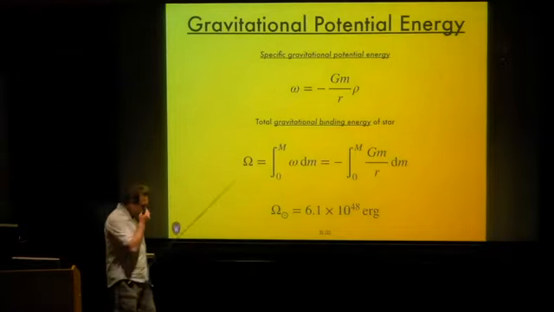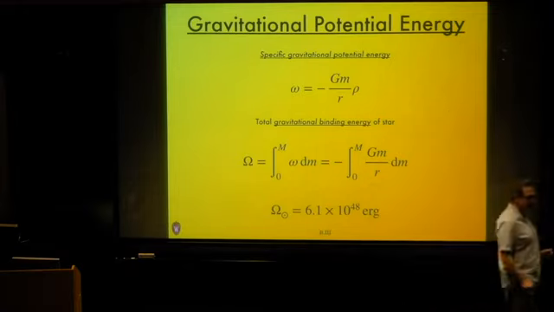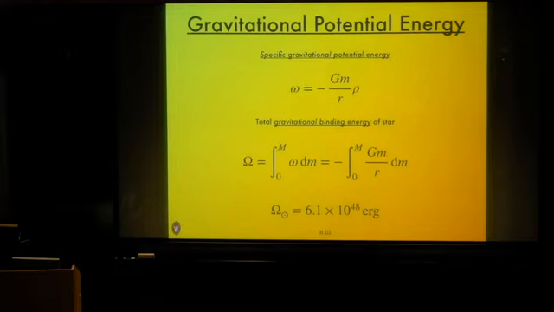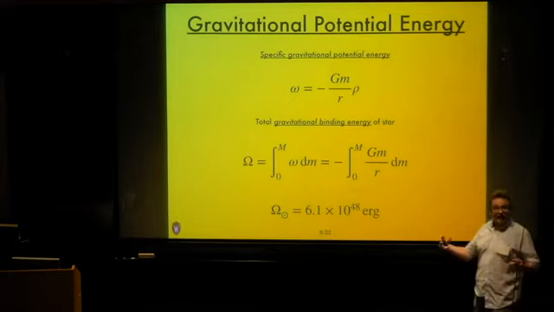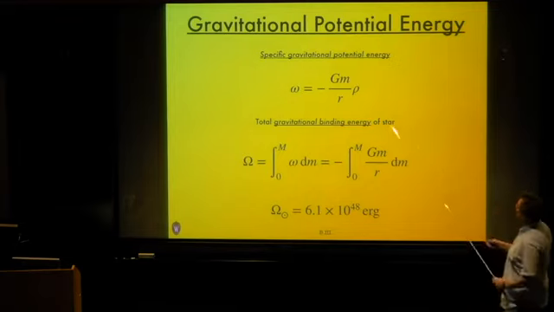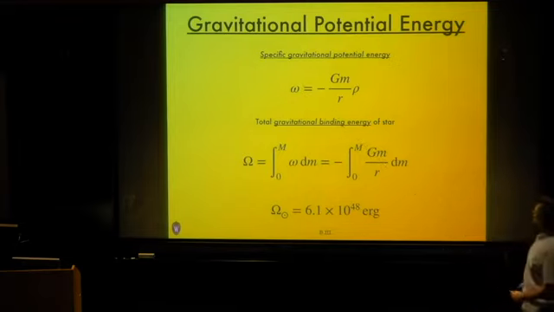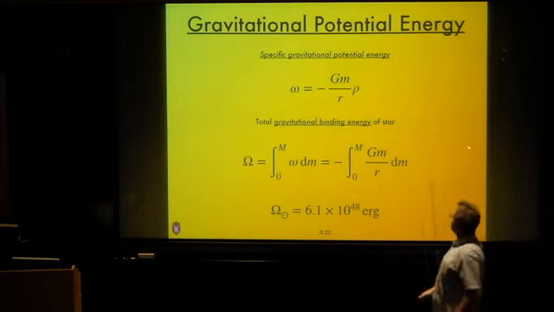So based on our solution to Poisson's equation, we can put together an estimate for what the gravitational potential energy of the star is. And this will turn out to be quite useful when we're thinking about what energy sources a star can draw upon to replace the energy it's radiating away into space. Let's define little omega to be the specific gravitational potential energy.